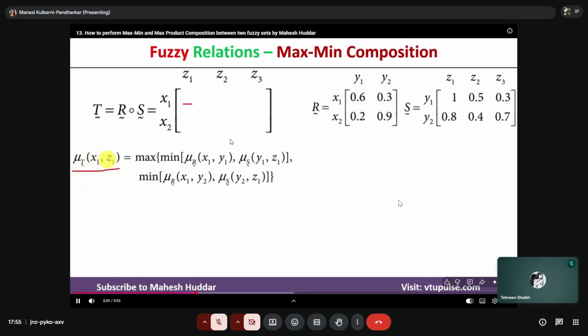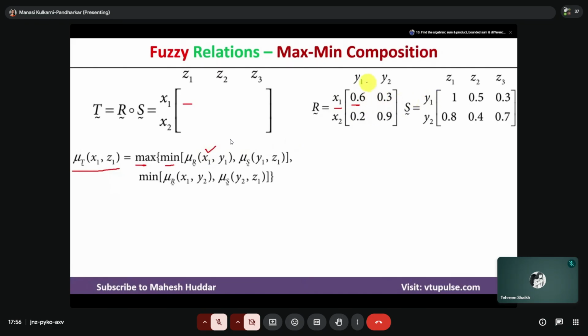The membership value of x1, z1 in the fuzzy relation T is equivalent to the maximum of, next, we need to take the minimum. The minimum between from where to where we need to go. We need to start at x1 and end at z1 here. So we will start at x1 to y1. This is the first thing. We will get the first value here.